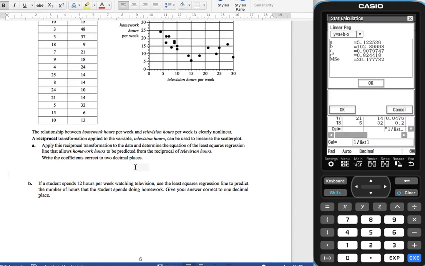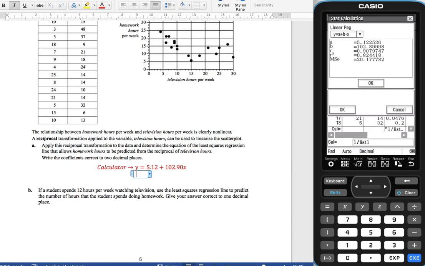From the calculator, the equation is just y equals 5.12 plus 899 actually would round to 0.90 times x. Okay, so that's if we copy it straight from our calculator, but we know that in the context of the question, the y variable is really homework hours.